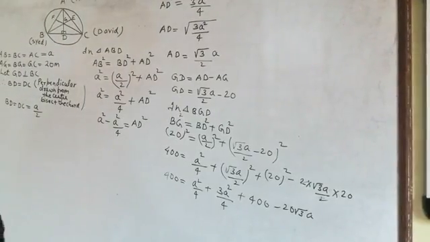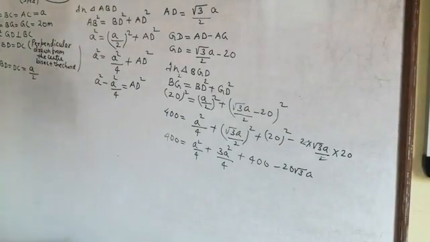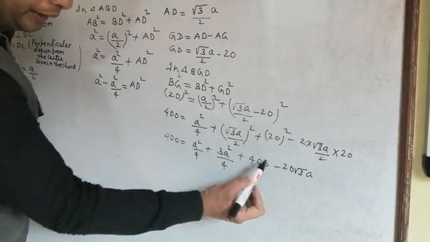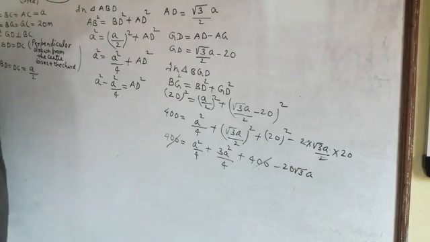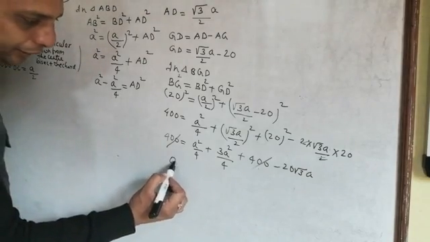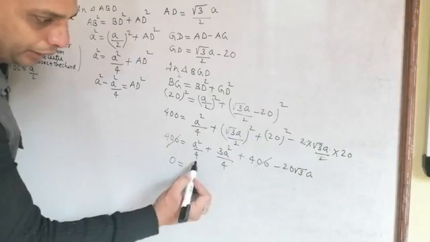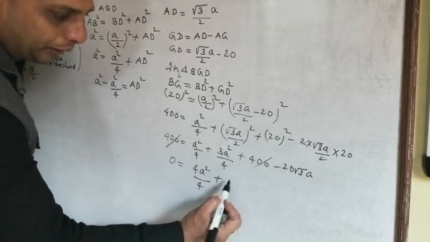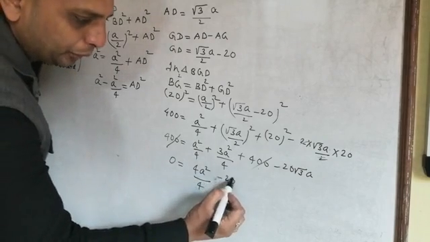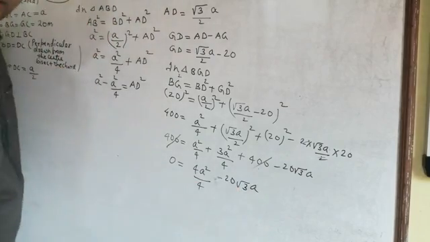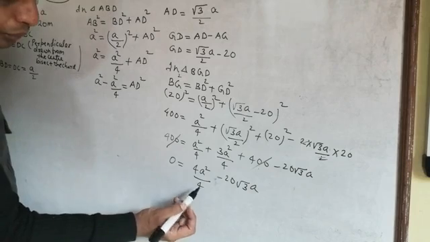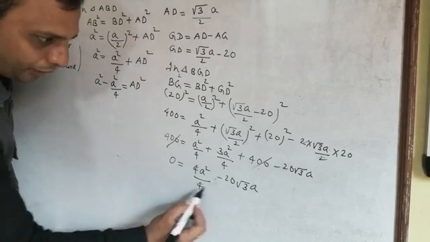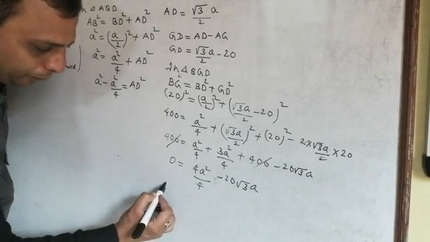Next, this 400 is positive and this 400 is negative. Both have a positive sign, so this 400 and 400 cancel. Now nothing is left, 0. For a square, the LCM is 4, so we can write 4a square upon 4 plus minus 20 root 3a. Now this 4 and 4 cancel, so a square remains, and the minus root 3 will come to this side and become positive.